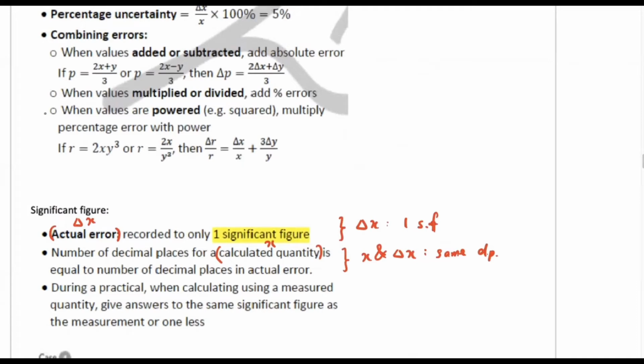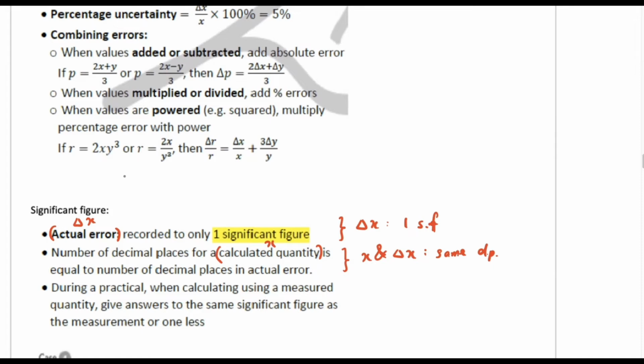Yeah, when values are powered, for example squared, that means power 2, power 3, squared or cubed. Multiply the percentage error with the power. So if squared, you multiply the percentage error with 2.